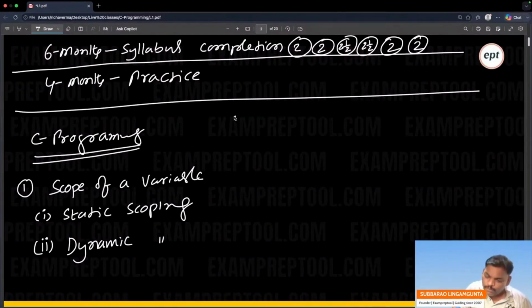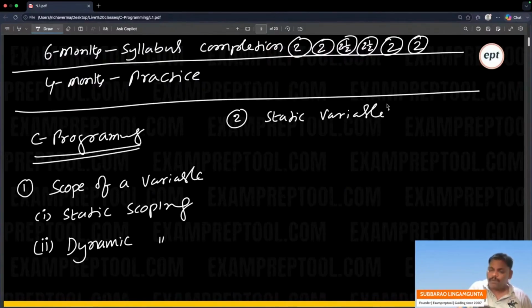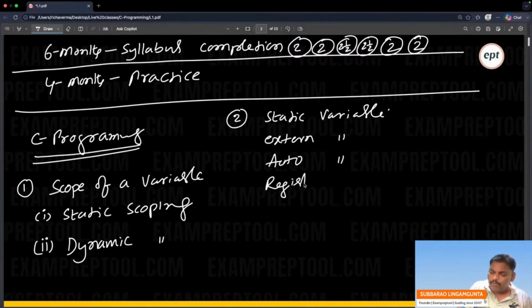Second topic, static variable, external variable, auto variable, register variable. So these are the variables which we will see. That is the second part.